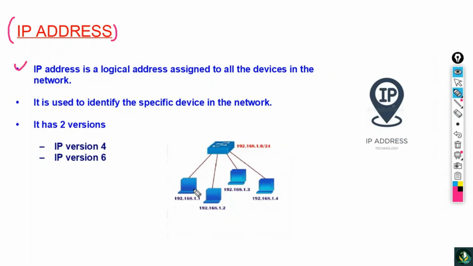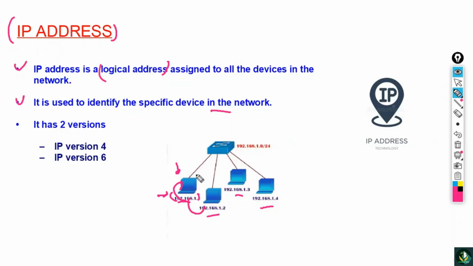So in this example, if you see, we have 4 computers, and all these 4 computers are having some numbers. These numbers are IP addresses. Okay, so it is a logical address. Logical address means we can change this IP address. And what is the use of these IP addresses? It is used to identify a specific device in the network. If you want to identify any device in the network, you will assign the IP address. And this IP address is used to make the communication between the devices here.